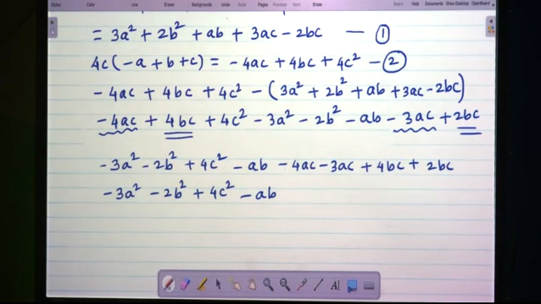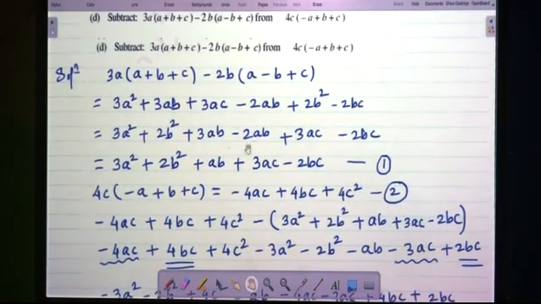Now, minus 4ac minus 3ac becomes minus 7ac, plus 4bc plus 2bc becomes plus 6bc. And this is the answer of the sum. What the sum is?